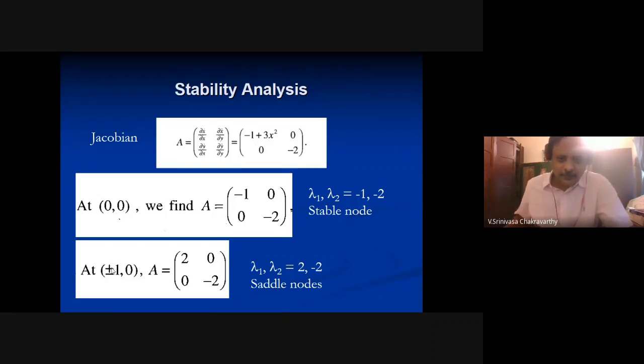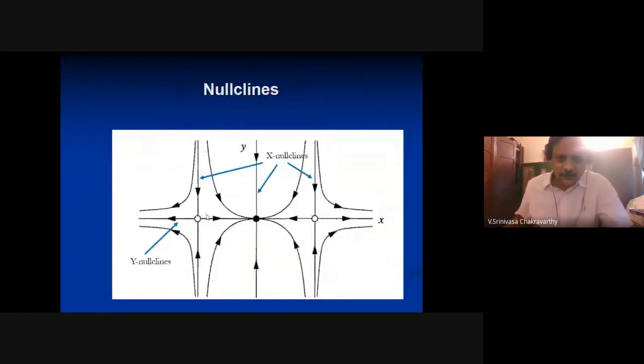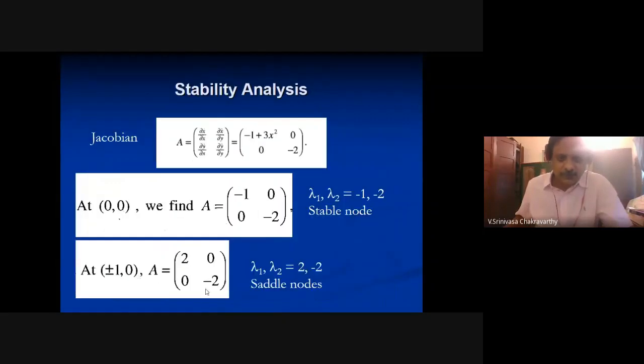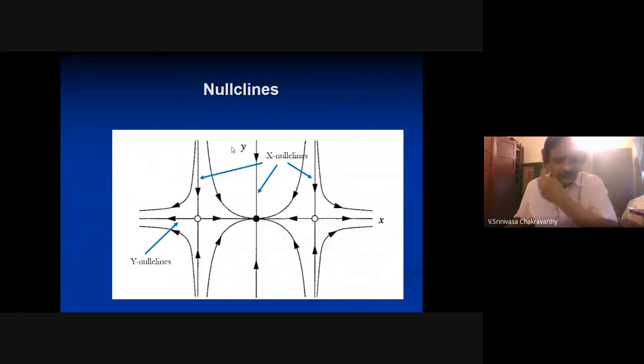And the other 2 points, that is plus or minus 1, 0. If you plug these values in this expression, in both cases you get A equal to 2, 0, 0, minus 2. Eigenvalues are obviously 2 and minus 2. So here we have saddle nodes. Okay, so now we know that these are the x null plane, this is the y null plane, these are the fixed points, and this is a stable node, and these two are saddle nodes.